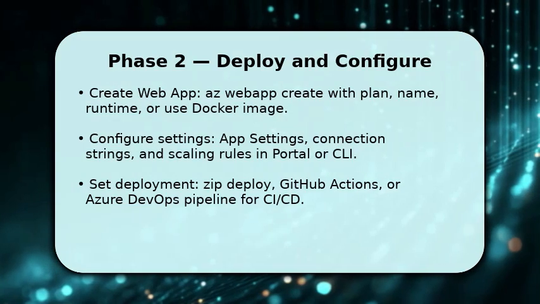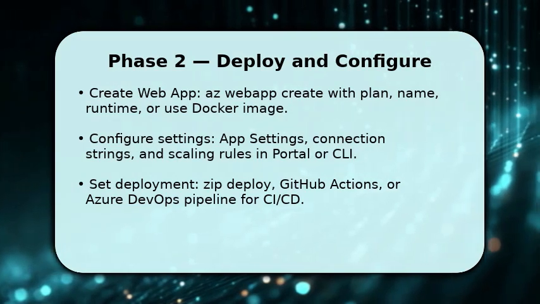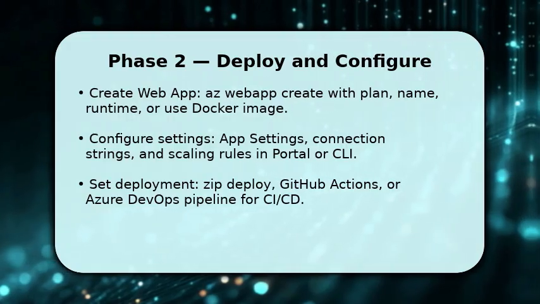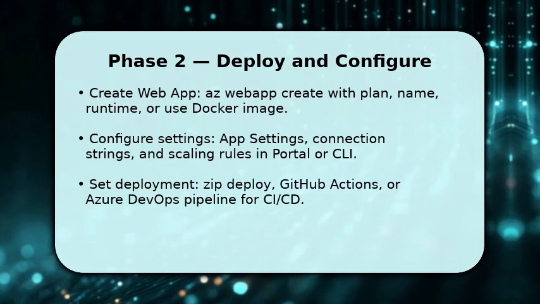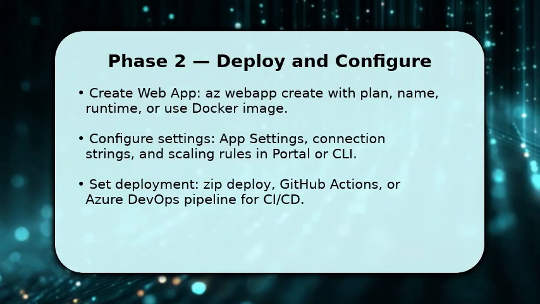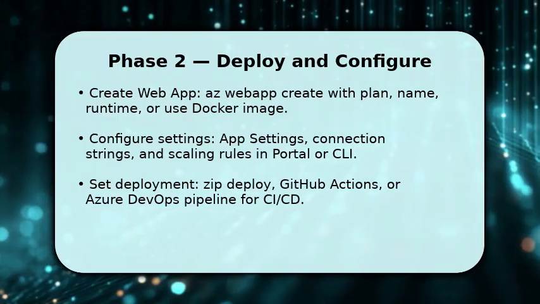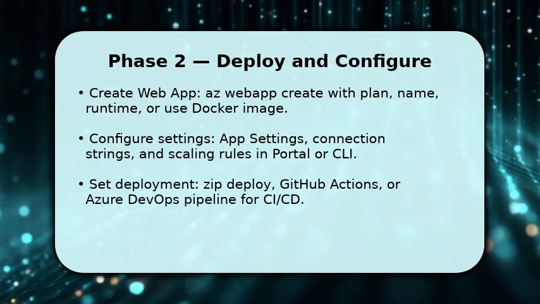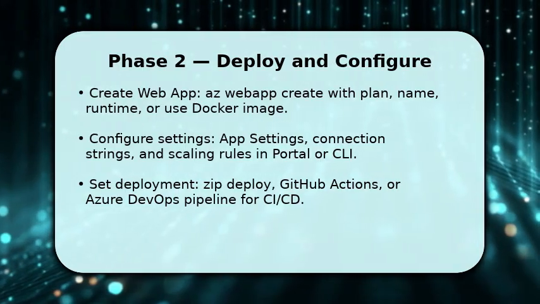Now deploy the app and wire configuration. Use az webapp create to provision the web app with the plan and runtime, or point it to a container image. After deployment, configure app settings and connection strings for secrets and environment-specific values. These override code values. Set up scaling, manual instance count, or auto-scale rules based on CPU or requests.